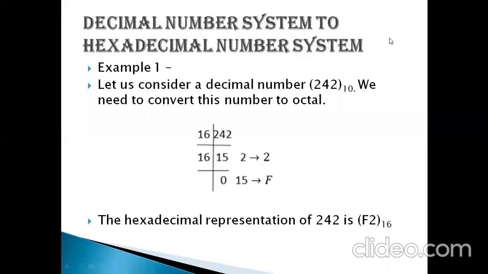So decimal number system to hexadecimal number system, let us consider an example. Suppose we have a decimal number 242 and we need to convert this into hexadecimal. So 242 needs to be divided by 16. This gives us 15 and the remainder is 2. Again, we need to divide this 15 by 16. This gives us the quotient as 0 and the remainder as 15. So the hexadecimal representation of 242 is F2 and the base will be 16.